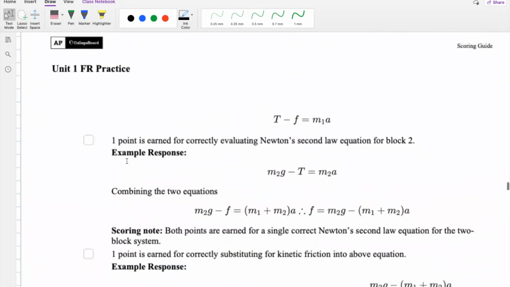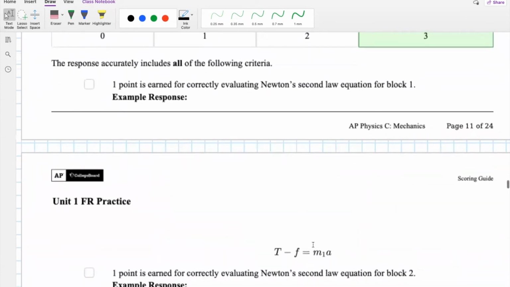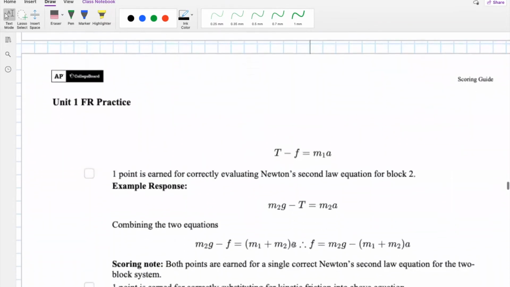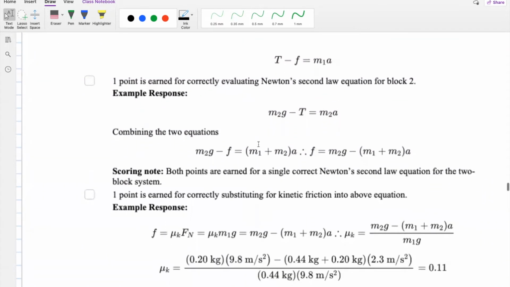No, hold on. Let me read this. One point is earned for correctly evaluating Newton's second law equation for block 1. That's this one right here. And then another point is earned for correctly evaluating Newton's second law for block 2. Combining the two equations. Scoring note: both points are earned for a single correct Newton's second law equation for the 2-block system. So if you happen to jump into this form, which I happen to call the blob method, which would yield this equation here, let me get my pen, you can earn both points by applying this one. So I think that would be the faster way.